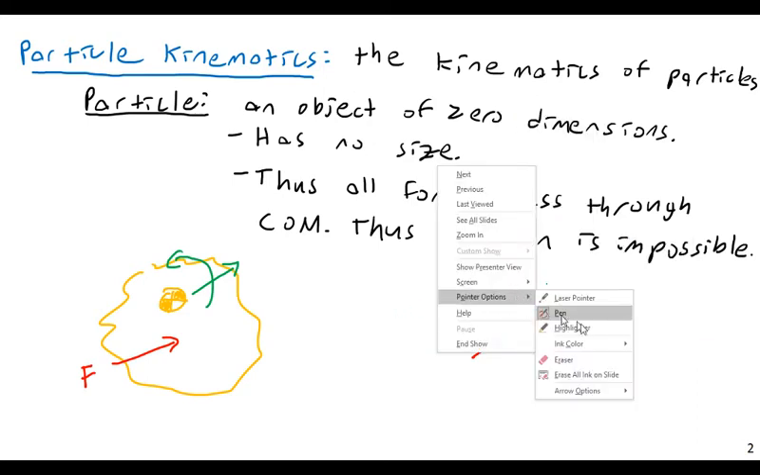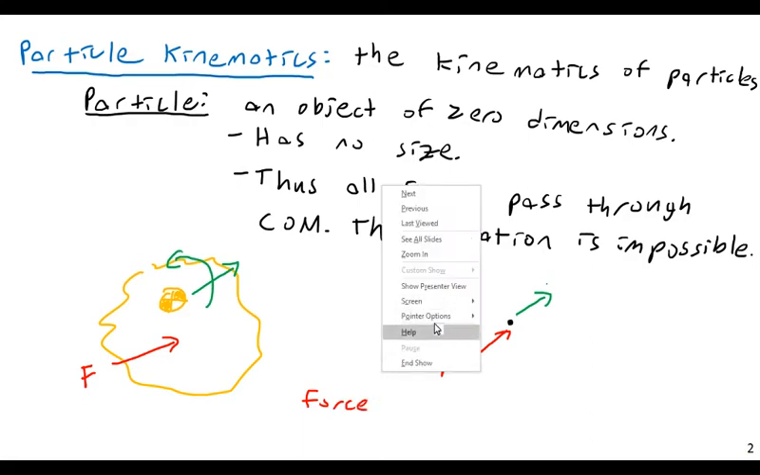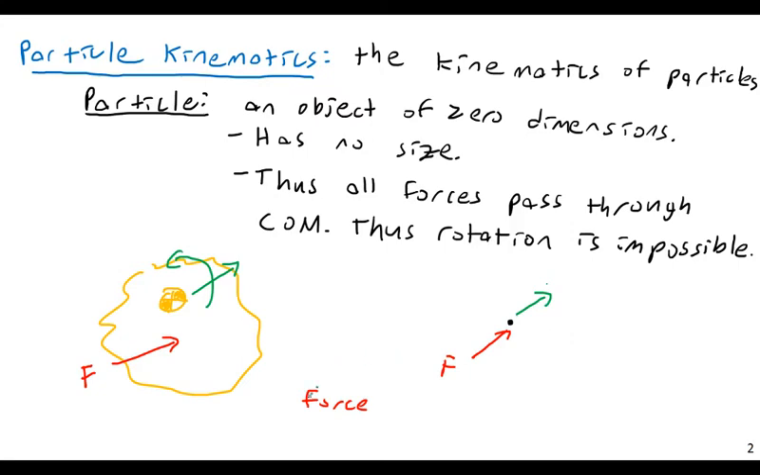So force and then tendency to rotate, or tendency to translate. So in red, I have the force. And in green here, I have tendency towards motion.